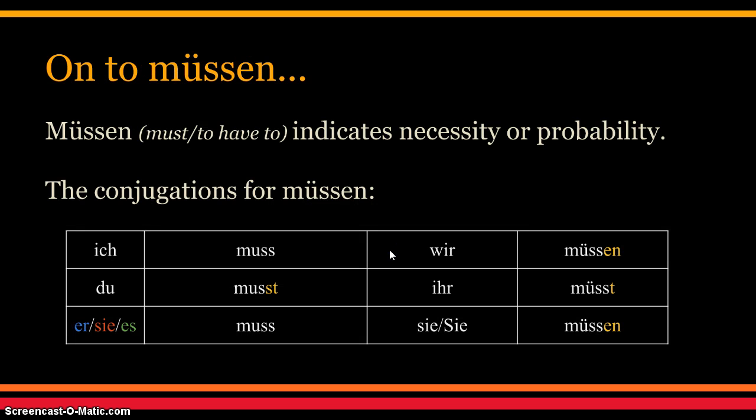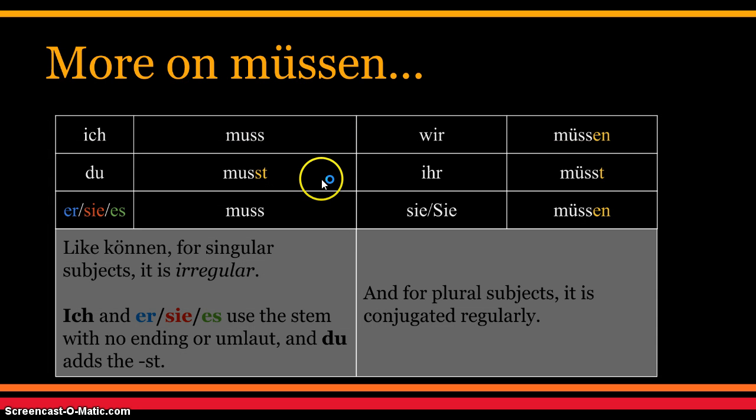On to müssen. Müssen, must or to have to, indicates necessity or probability. So the conjugations for müssen are as follows, and like können, the singular subjects are conjugated irregularly. The stem vowel, ü, changes to u without umlaut. Ich and sie/es take no ending, while du has the normal st ending. So ich muss, du musst, sie/es muss, wir müssen, ihr müsst, sie müssen.